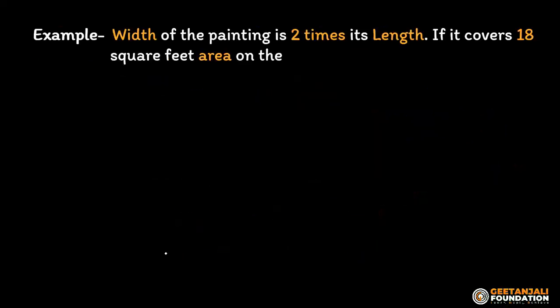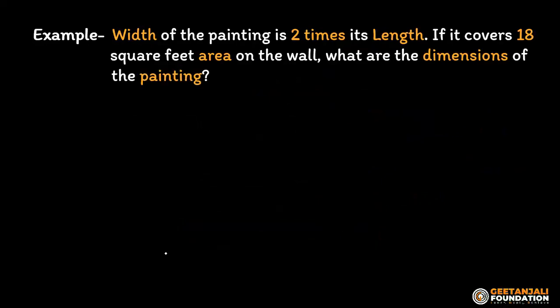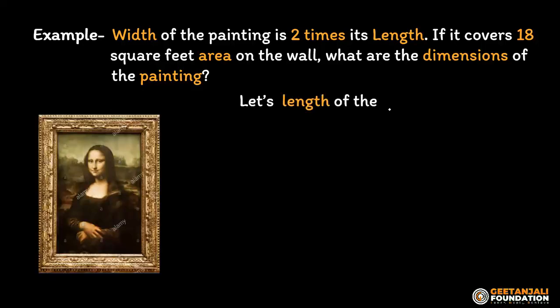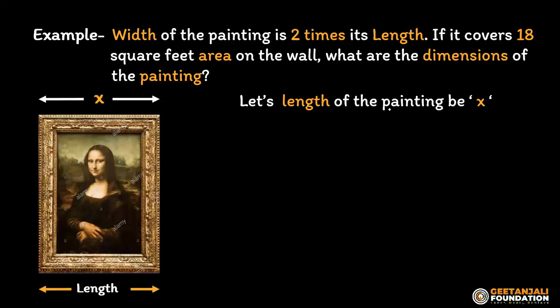Let's take a word problem where we can use multiplication of monomials to form an equation and solve it. For example, the width of the painting is 2 times its length. If it covers 18 square feet area on the wall, what are the dimensions of the painting? So first of all, you can see here that the length is not given actually. There is a relation between length and width. So whatever is not given to you, it means it is a variable. So we may consider that the length of the painting be x.